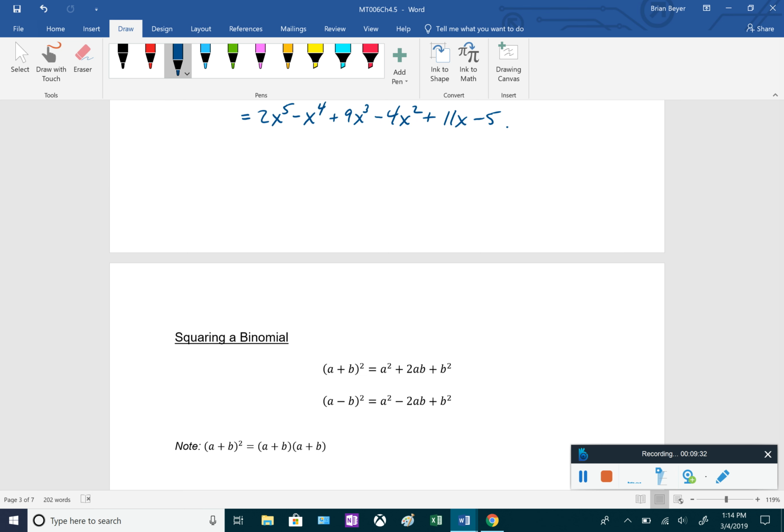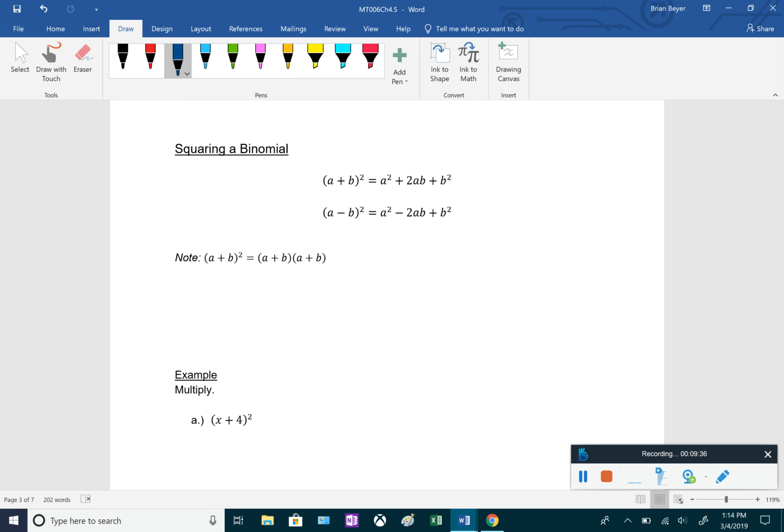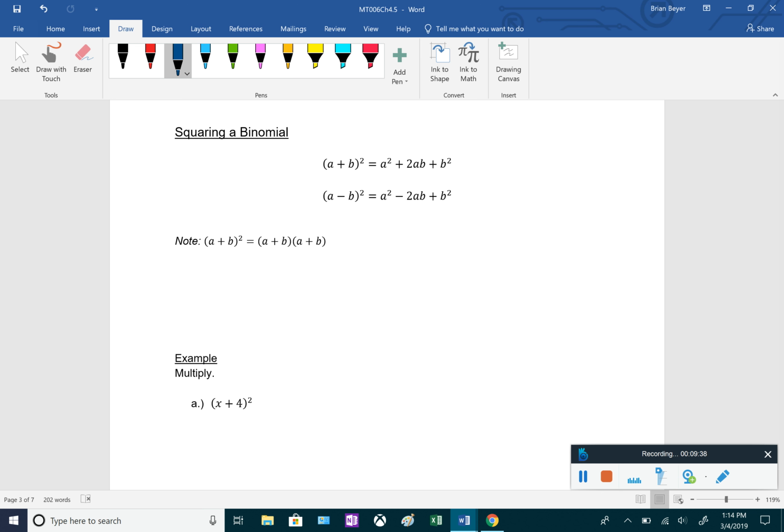Okay, so those are the basics for multiplying polynomials. Now we're going to get into some special products here. When we're squaring a binomial, a plus b squared, we can just remember that when we're squaring something, that means we're multiplying it by itself. So a plus b times a plus b, that's what a plus b squared is. But using the shortcut that we have up here, a plus b squared equals a squared plus 2ab plus b squared.